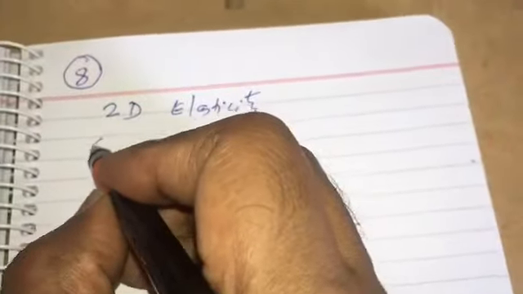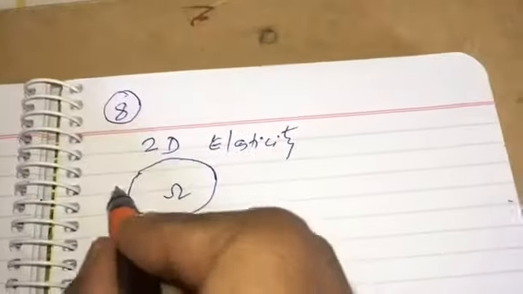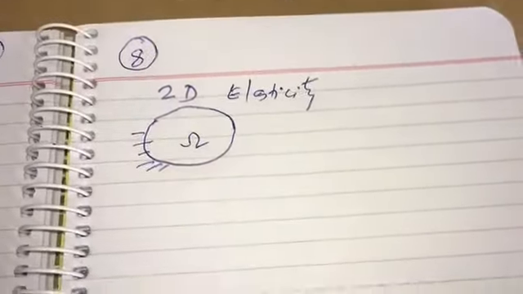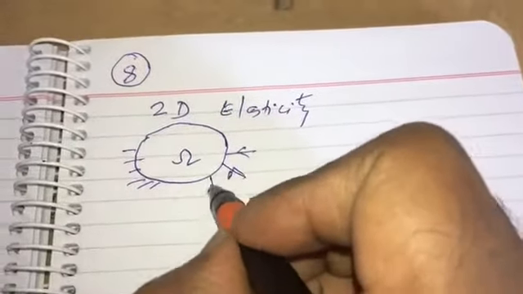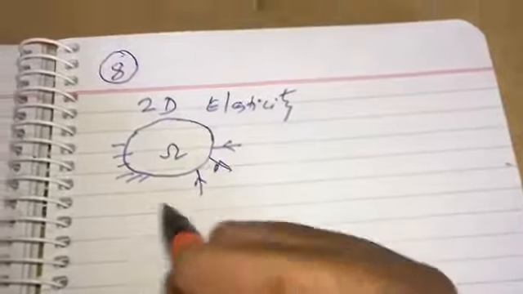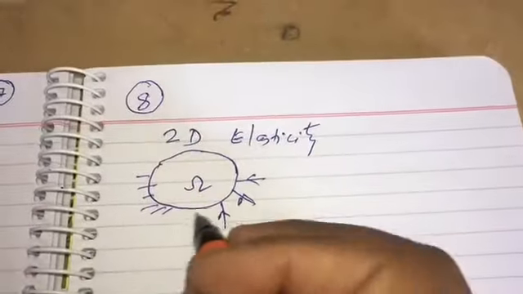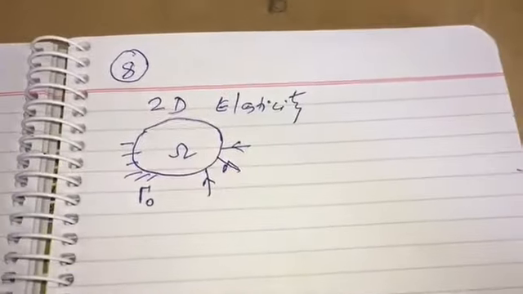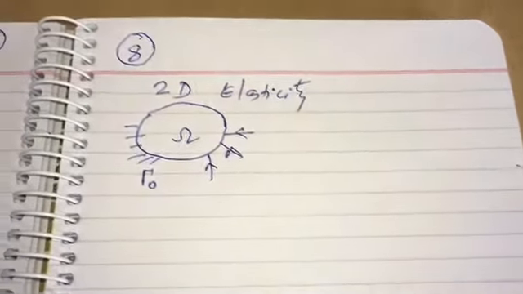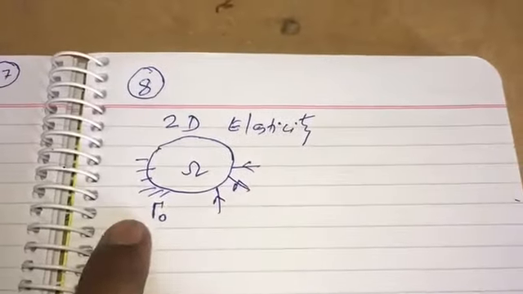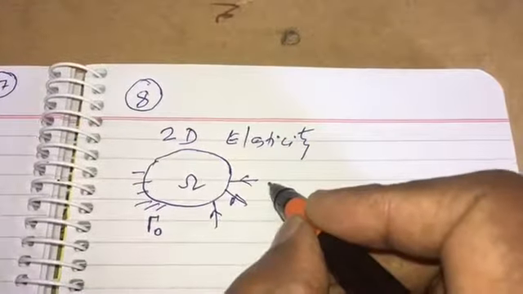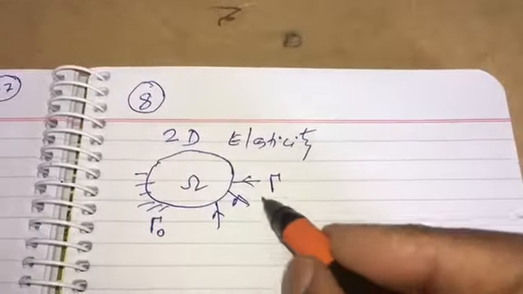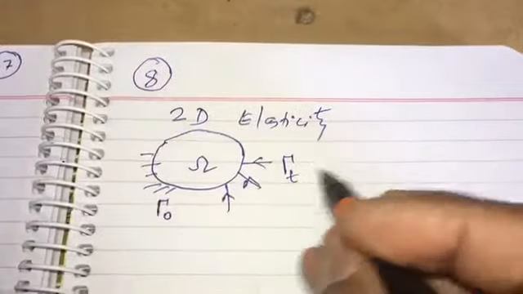So there will be some domain omega, some portion will be fixed, and some portion will have some forces given like this one. All these will be on the boundary. So there will be gamma naught, for example, where essential boundary conditions will be prescribed, meaning that some displacement will be prescribed, and there will be another gamma where the forces or traction will be prescribed.